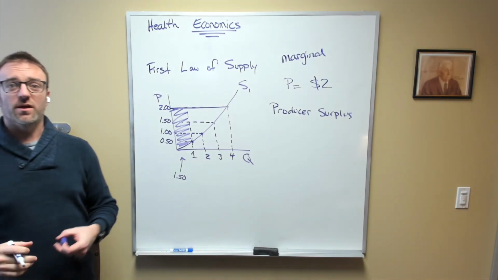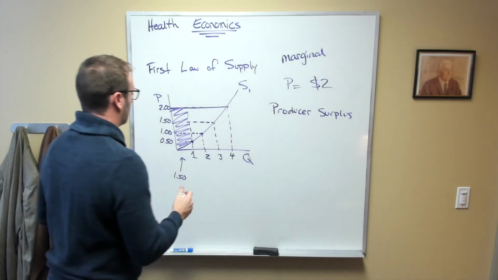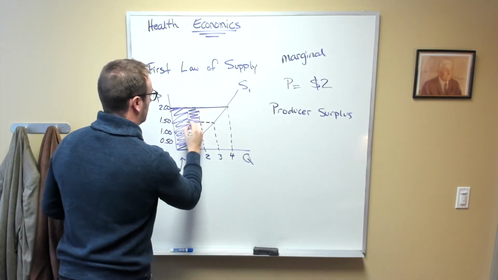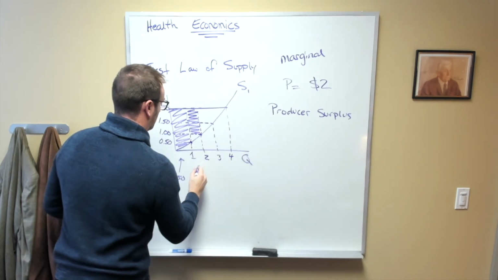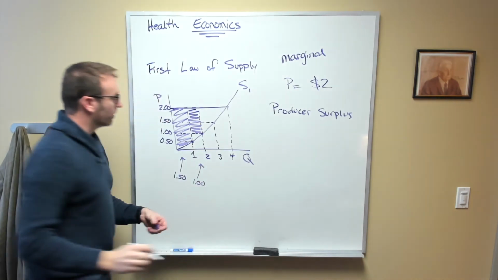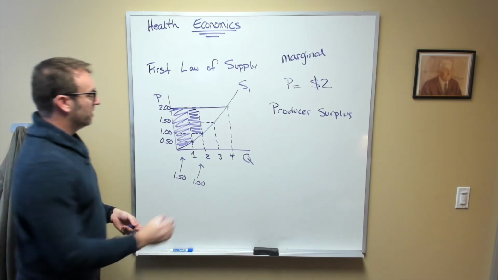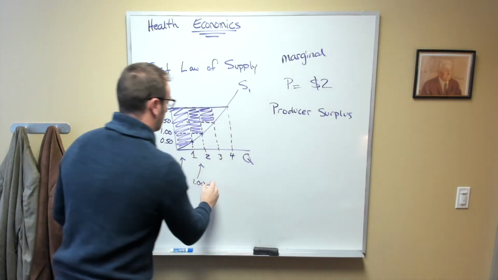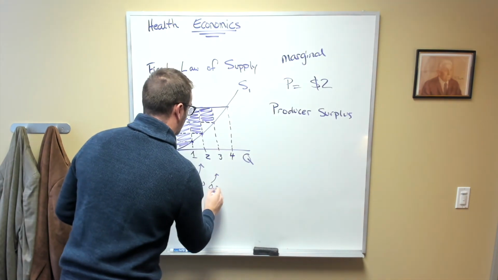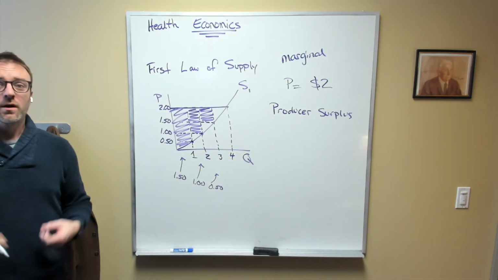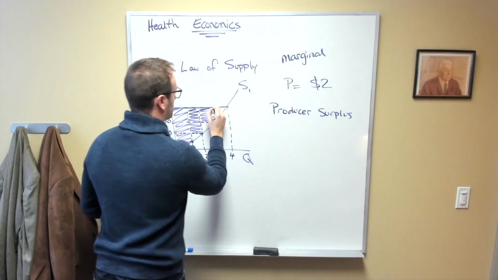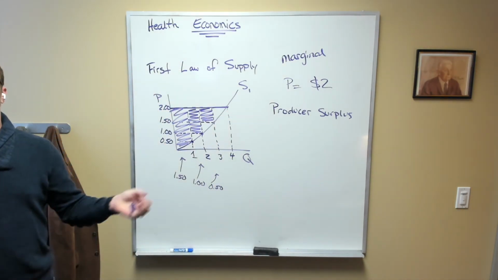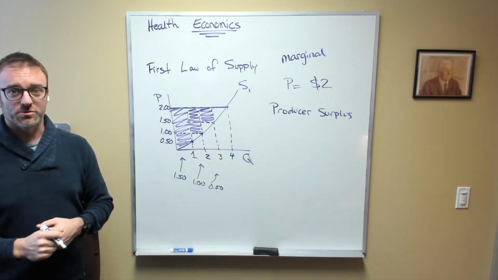And when you're willing to sell the second pizza for $1, but you get to sell it for $2, well, then that's the same thing as getting an additional dollar worth of benefit. And the third pizza, you're willing to sell it for $1.50. You get to sell it for 2. That gives you 50 cents of additional value. The fourth pizza is a wash because you're willing to sell it for 2. You get to sell it for 2. So there's no additional producer surplus from doing so.